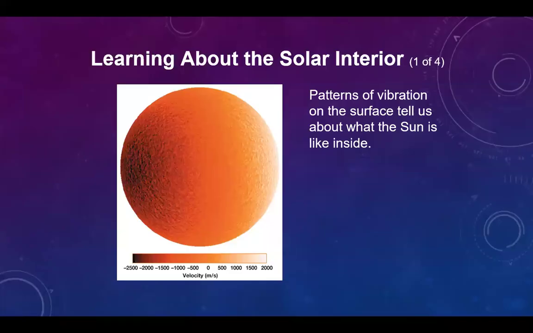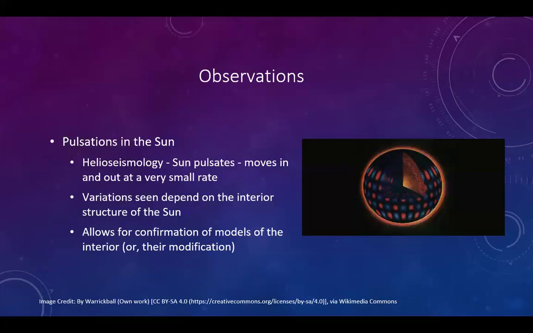We talked about mathematical models already. We can look at patterns of vibration on the surface of the sun. So you can see how there's little waves on the surface. You can see here, this is a plot of velocity of the surface. It's darker on one side and lighter on the other because the sun is rotating. But there are vibrations on the surface, and that gives us insight into what the interior structure is like.